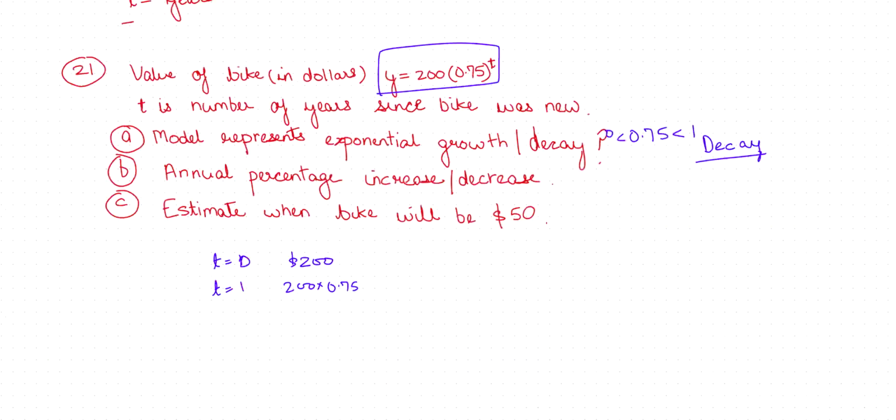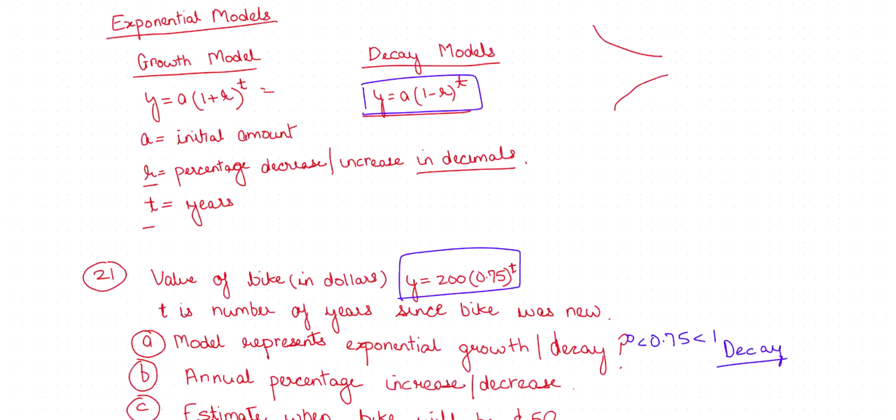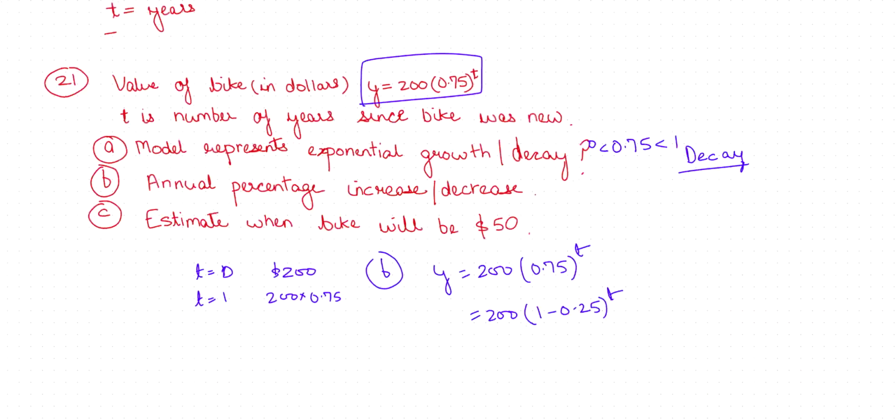We will write y is equal to 200 times 0.75^t. So if we match with that, it will be 1 minus 0.25. So if we match, this will be r. r is the percentage decrease or increase in decimals. So this is 0.25, so it will be a 25% decrease.